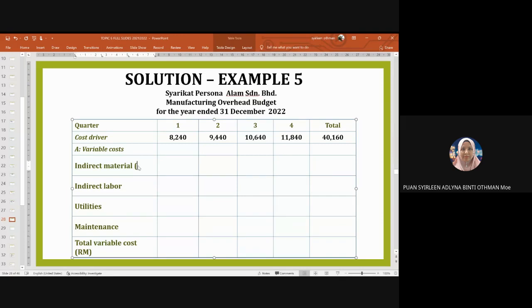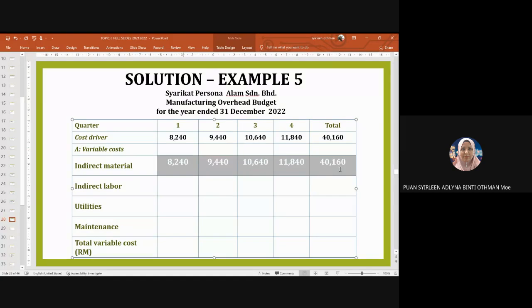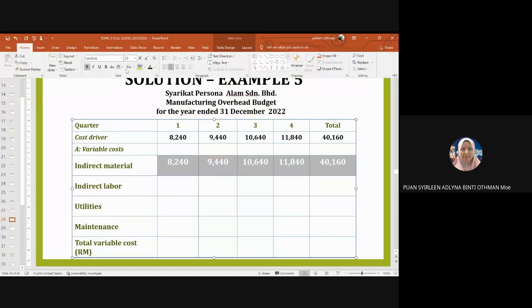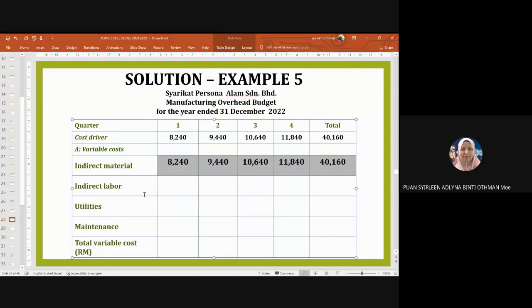Okay, I tulis dekat sini, just in case you lupa ingat. Okay, RM1. Tapi you tak payah tulis lah kan? Sebab in your nota ada. Betul? Okay. So you darab dengan RM1 je lah. So indirect material darab RM1, darab RM1, darab RM1, darab RM1. Dapat balik benda sama. Okay. So this is for indirect material.